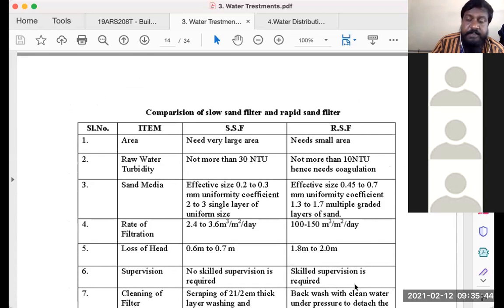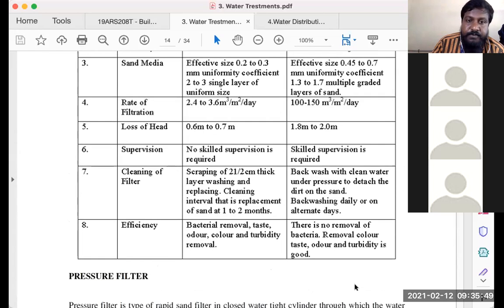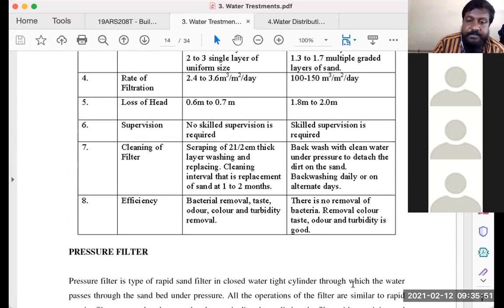You can refer online for various notes, because a few of these might be repeated. There is a soft copy of a book also, which I have to share. I'll share you the book. I think it's Punmia's book. Now we'll go on to the water distribution.